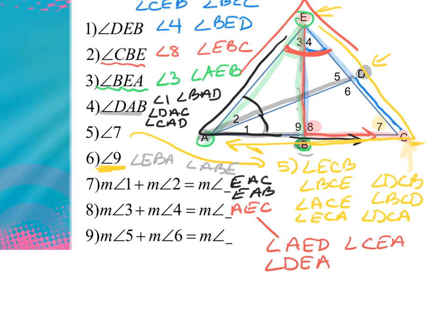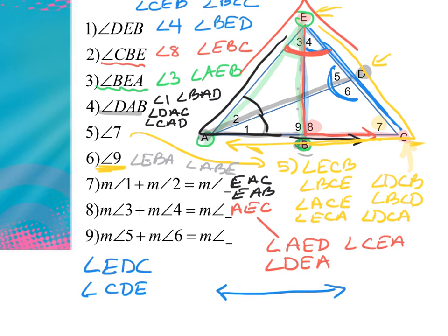Then 5 and 6 together, over here, it's forming this straight line, or the straight angle. So EDC or CDE. These are straight angles. They're also supplementary angles, and they add up to be 180. The only thing you can ever assume in this class is when you have a straight line. You can assume it's a straight angle. That's the only thing without numbers or markings that you can assume.